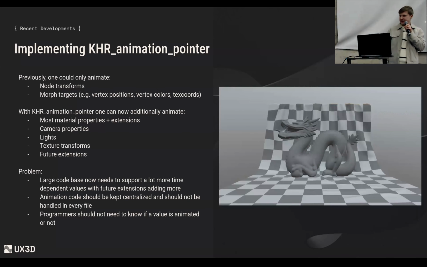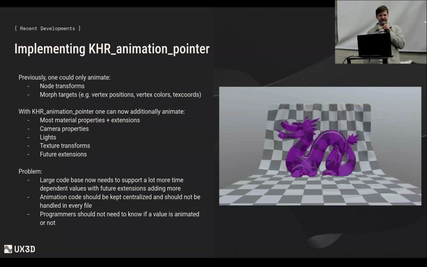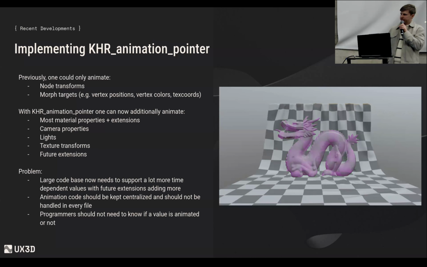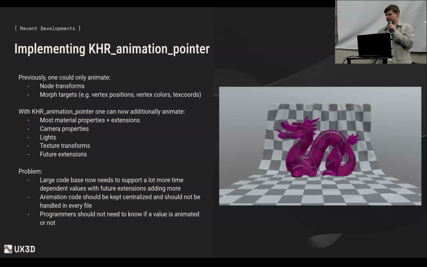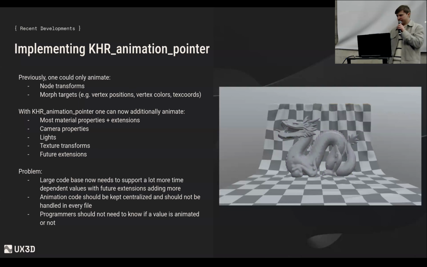So yeah, let's jump into implementation details, what we did last year. So we implemented animation pointer. Previously, without the extension, you could only animate node transforms or morph targets, which were like vertex animation maybe, but most engines didn't support that. And now with the animation pointer, you can basically animate anything, more or less.